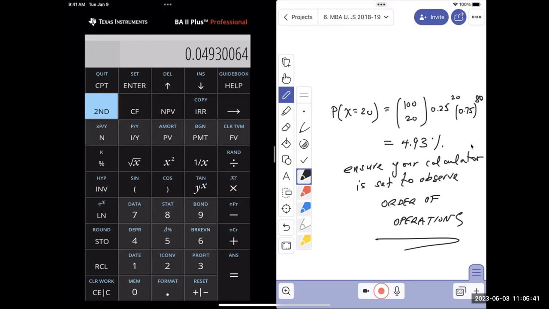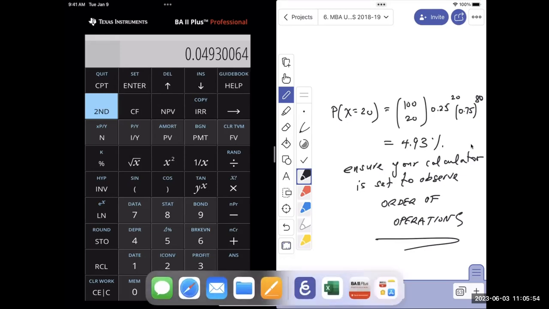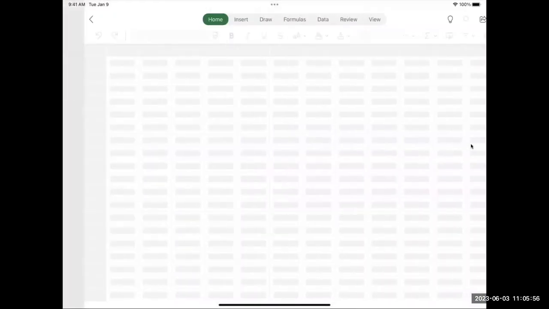So there's a 5% chance by just guessing, you'll get the right 20 right. So let's do this in Excel as well. Let's do this problem in Excel.